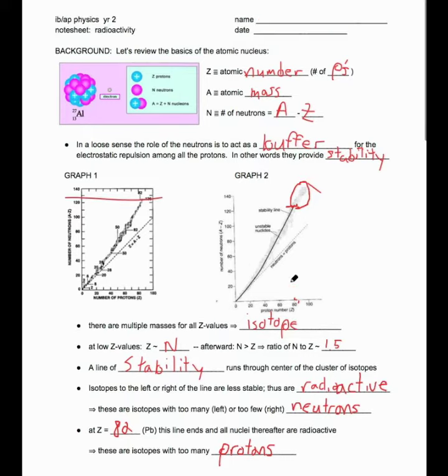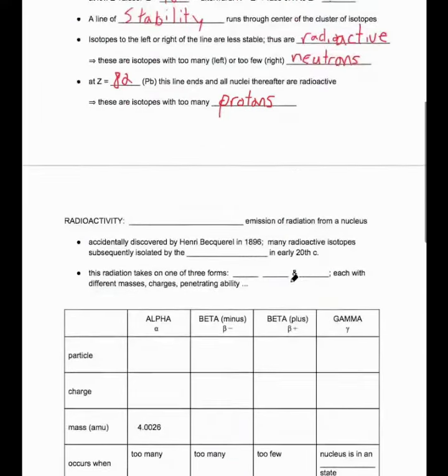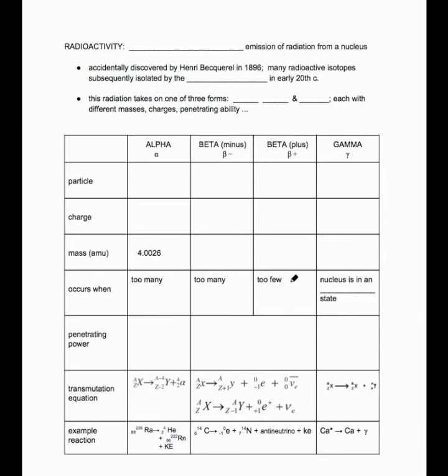Okay, so let's look at radioactivity in a little more detail. The key thing we're going to show you here is this chart, which has a lot of information, a lot of detail. Some of it you have to memorize, but it kind of makes sense. So let's define radioactivity, because it is very different than fission or fusion.